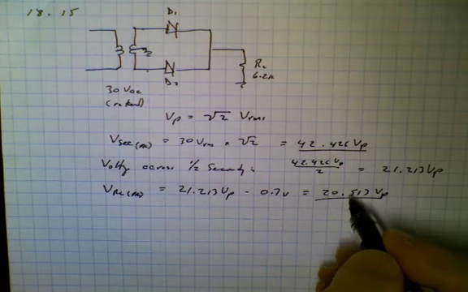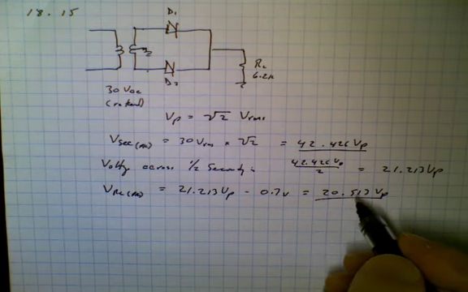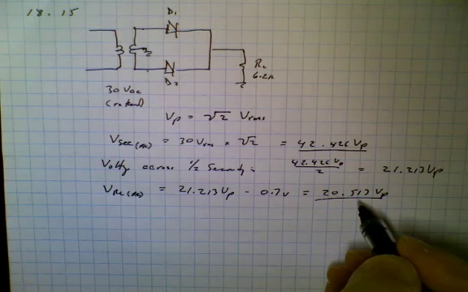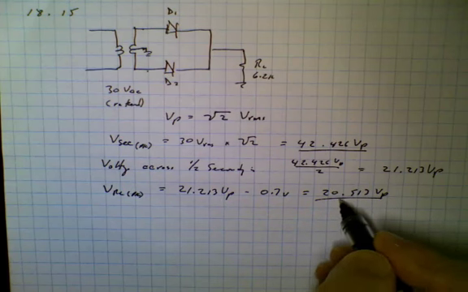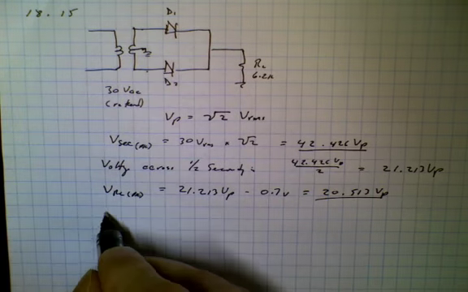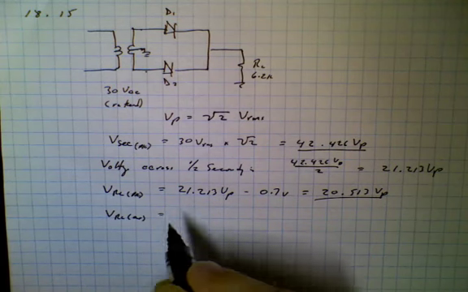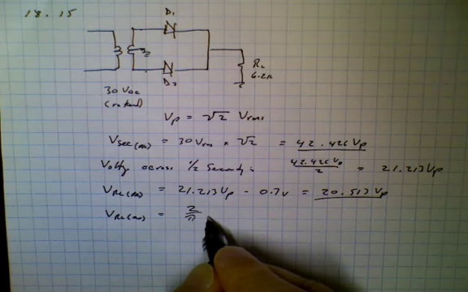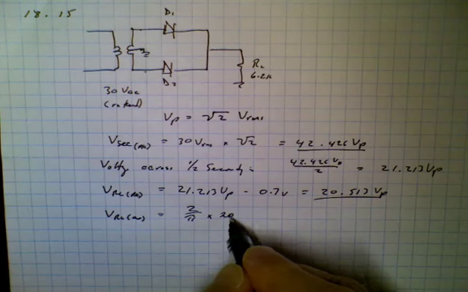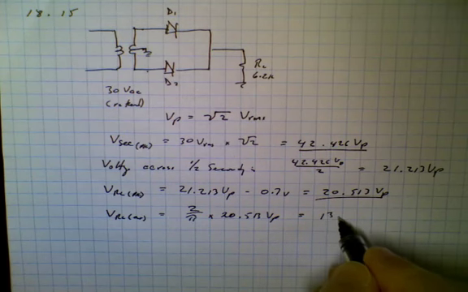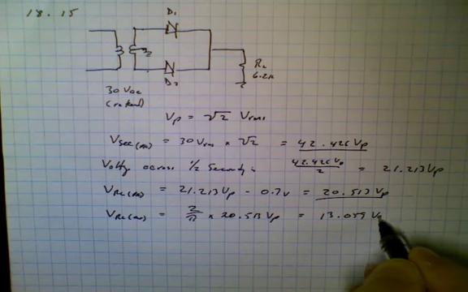Now we have to convert this peak value to an average value. Now remember, for a half-wave rectifier, to get the average value, we simply divide this by pi. But since this is a full-wave bridge, we're going to multiply this number by 2 and then divide it by pi. So the voltage across RL, average, is equal to 2 over pi times 20.513 volts peak, which is equal to 13.059 volts average.